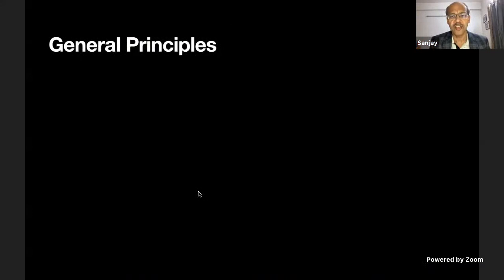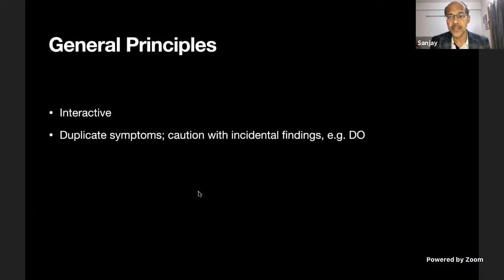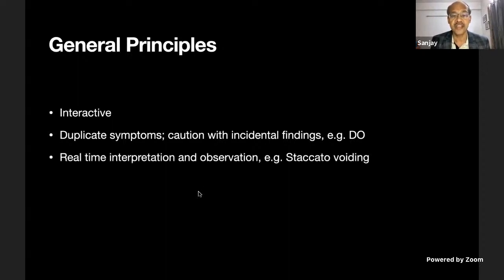So what are some of the general principles? The urodynamics should be interactive. You want to duplicate the patient's symptoms, and you need to be cautious with incidental findings. Sometimes you can get, for instance, detrusor overactivity in a child, or adult for that matter, induced by the test. You need to do real-time interpretation or have somebody do the real-time interpretation.